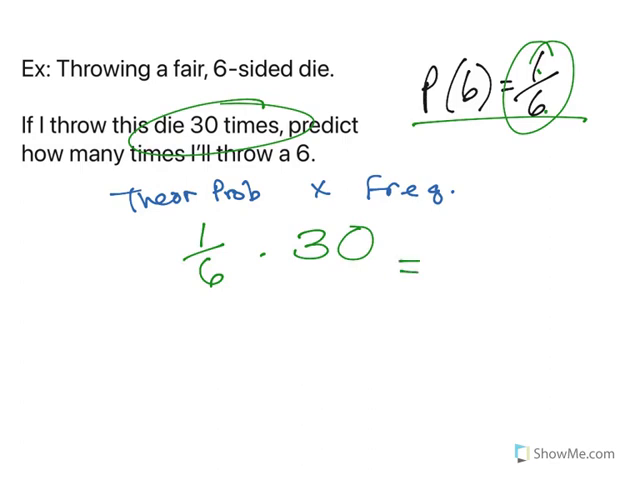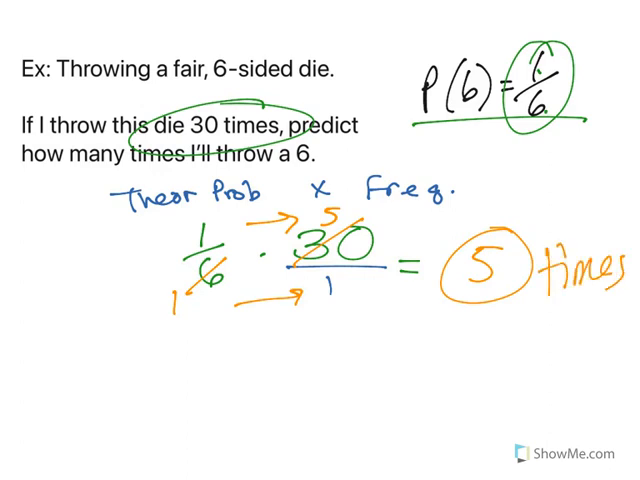So if I multiply this, we can make 30 into a fraction by putting it over 1. We can reduce numerator to denominator. 6 goes into both of these evenly 5 times. So 5 times 1, 1 times 1, I get a 5. So we can expect 5 times I will roll a 6. Roll, throw, whatever you want to call it. So that's the idea of a prediction.